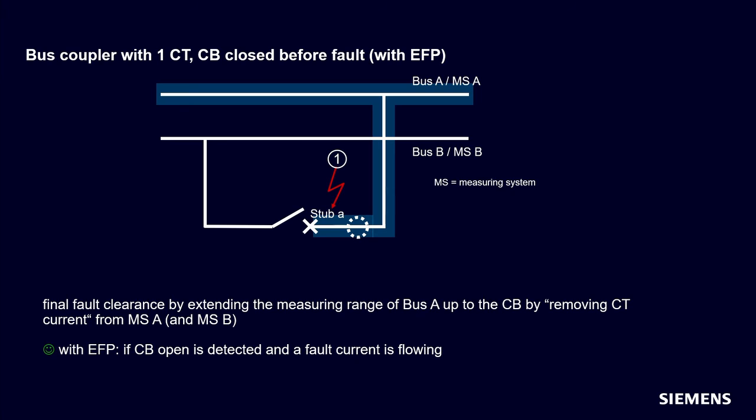Now we have the same picture once again, but let's assume the end fault protection is active. Consequently, the current from measuring system A is removed, and this leads to a differential current since the fault is fed from bus A, and therefore to a trip of the selective zone A. The fault is cleared. The fault clearance time is significantly shorter than on the slide before without end fault protection.